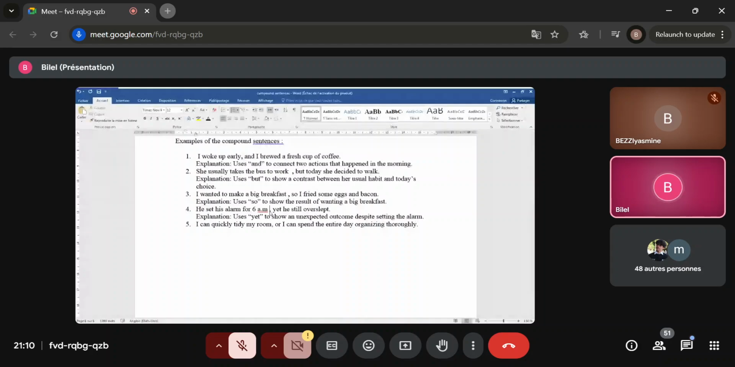So the fifth one, I can quickly tidy my room. This sentence is a compound sentence. We have got the first independent clause and the second independent clause joined by a coordinating conjunction and a comma before the coordinating conjunction. So we have an activity here.